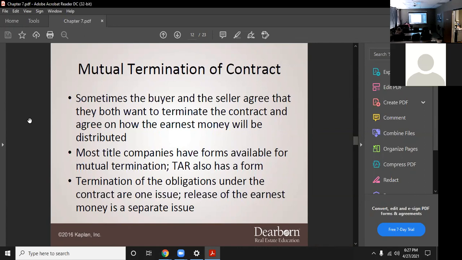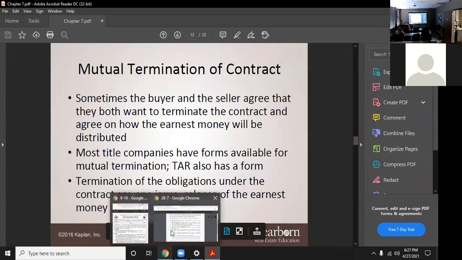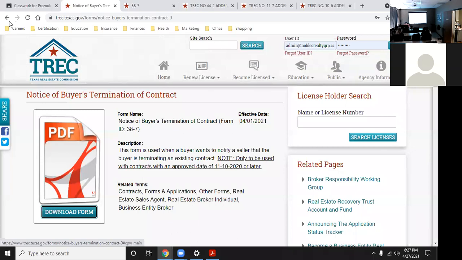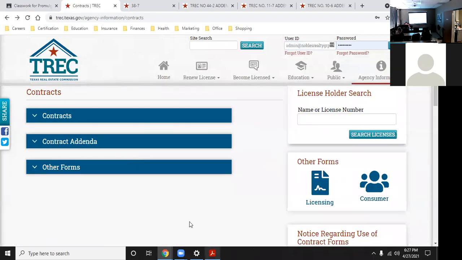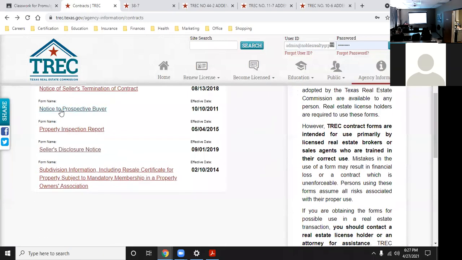So even if you both agree that you want to terminate the contract, the buyer and the seller mutually agree that they want to back out, that might release the obligation for the contract, but that does not release earnest money. There is a release of earnest money form that will have to be sent to one party or another, and they will have to decide how the earnest money will be distributed.